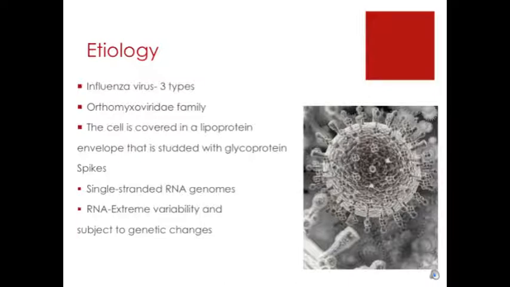The cell is covered in a lipoprotein envelope that is studded with glycoprotein spikes, which come during viral maturation. The cell envelope contains proteins that form a channel for ions into the virus. All types of the influenza virus are negative sense, single-stranded RNA genomes. The RNA has extreme variability and is subject to genetic changes.